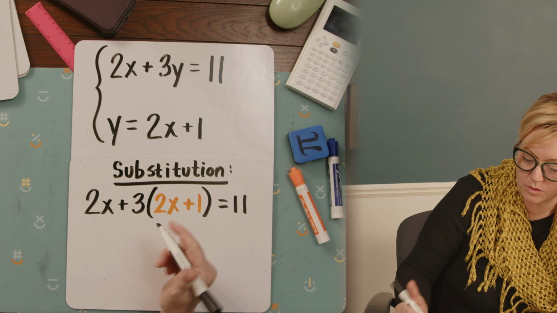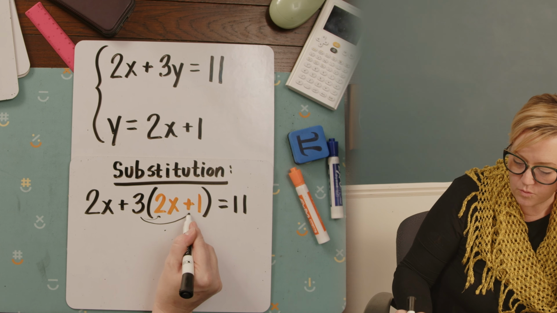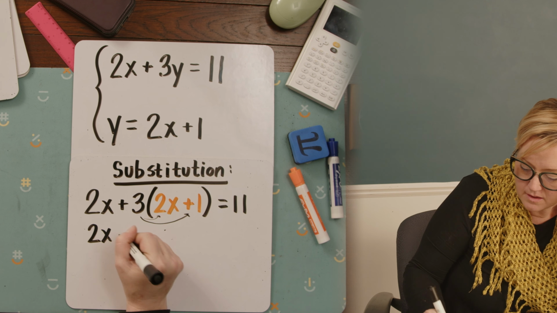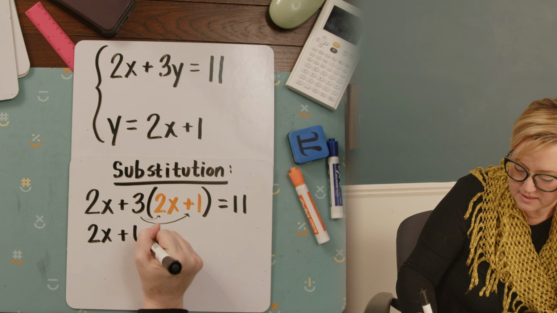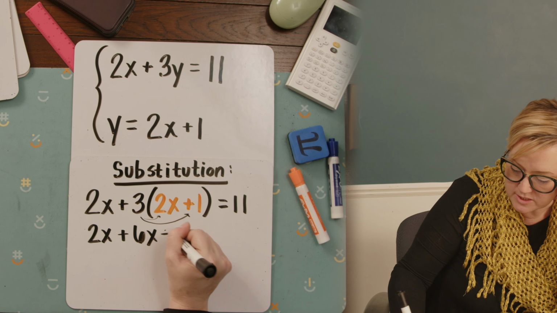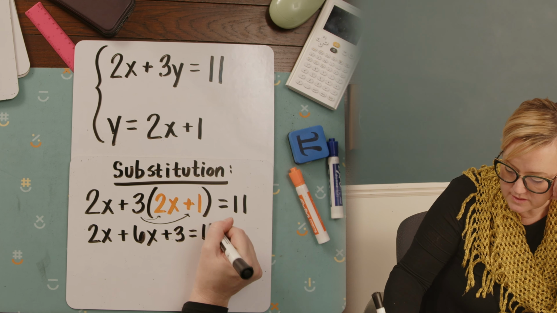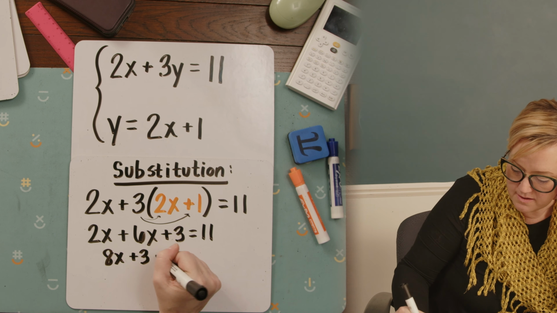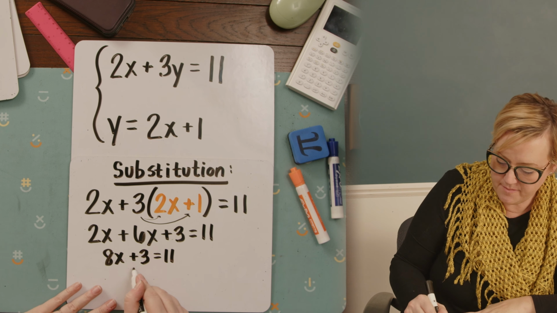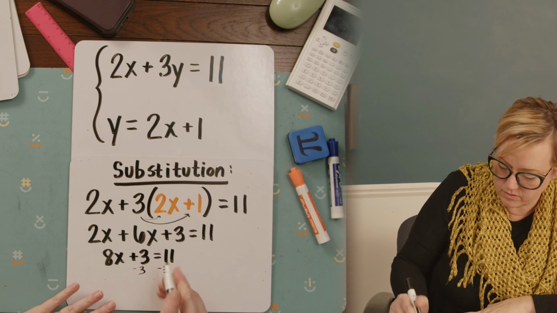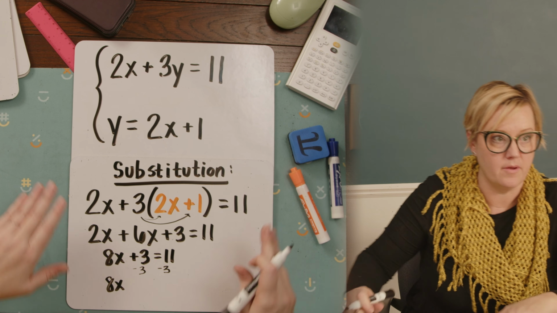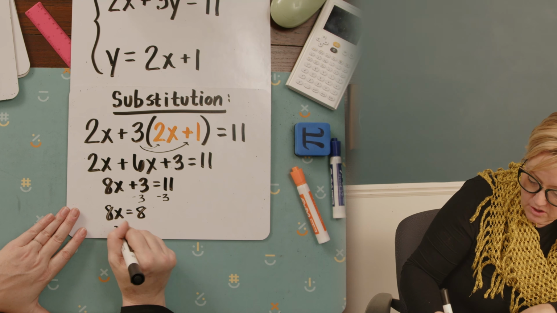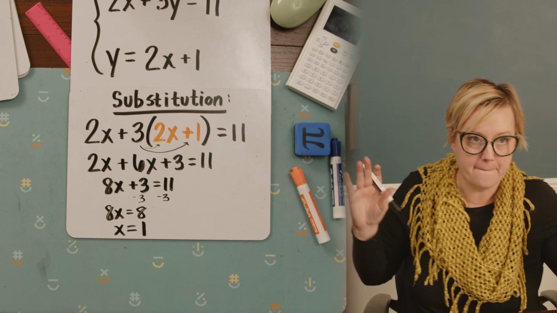So I'm going to distribute the 3. One of my students called this the car wash. I like that. Okay, so we have 2x plus 3 times 2x, which is 6x, 3 times 1, which is 3, equals 11. So I have 8x plus 3 equals 11. I'm going to subtract 3. I have 8x equals 8. So x equals 1. Boom.